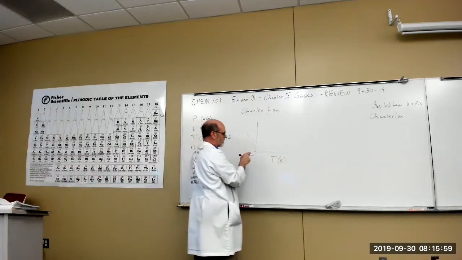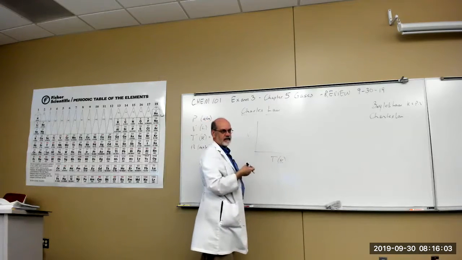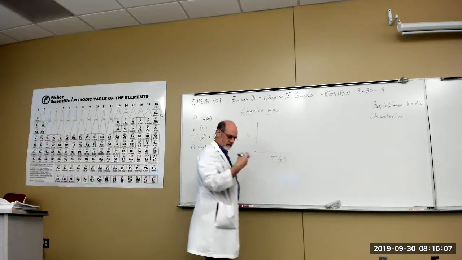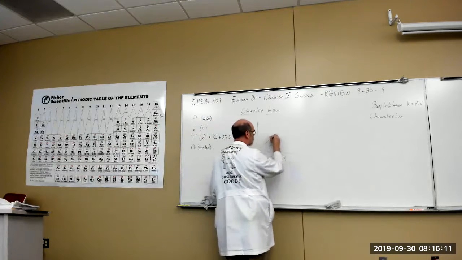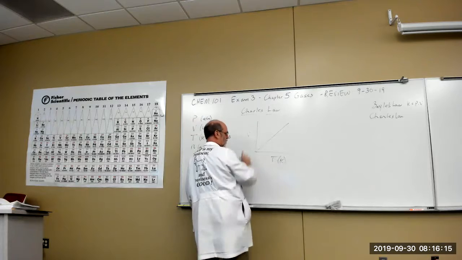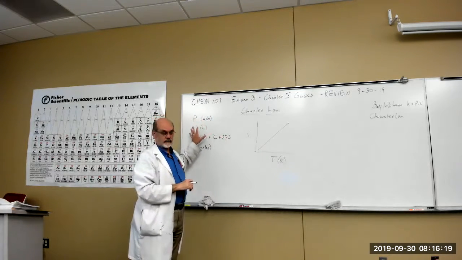So what did he find? Did the slope go this way or that way? That's the first question. It went up. Right, it went this way. And is it a straight line? Yes. Right. So that's what Charles discovered. As temperature increases, volume increases, all other things being held constant.